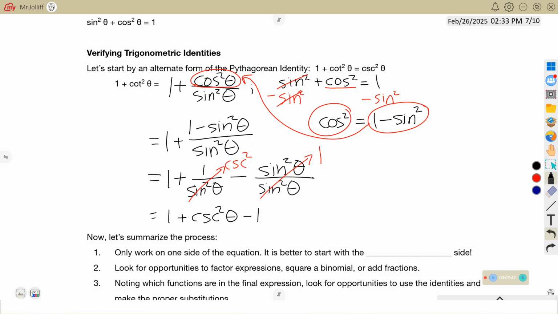Yeah, there are like terms there. There's a plus 1 and a minus 1. We should combine those numbers together because they are like terms. What is 1 minus 1? 0. Those 1s are going to cancel, which leaves me with cosecant squared, which is the goal way back at the beginning. Meaning I'm done.